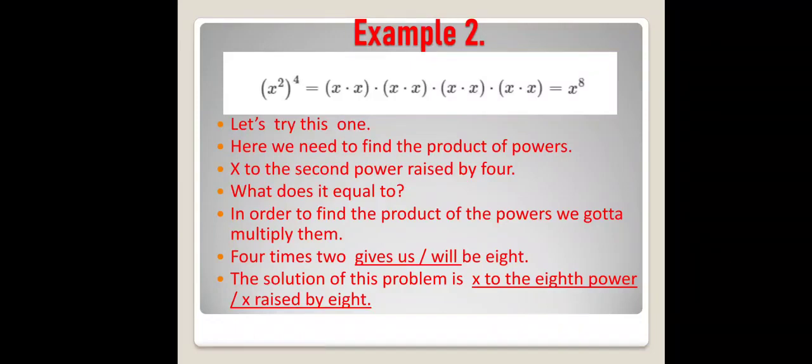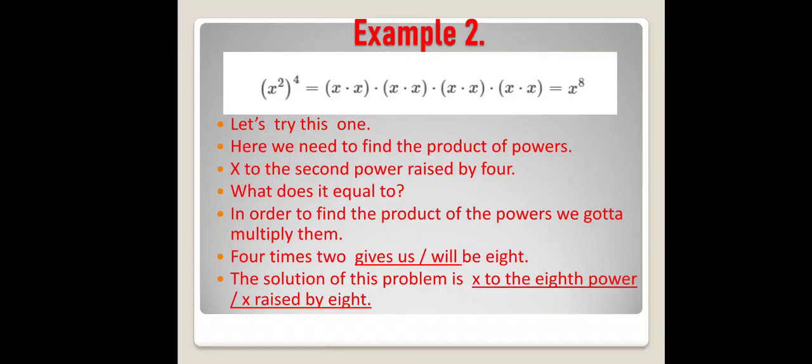Example number 2: x squared, all raised to the 4th power. To raise a power to a power, keep the base and multiply the exponents. Let's try this one. Here we need to find the power of x to the second power raised to the 4th.